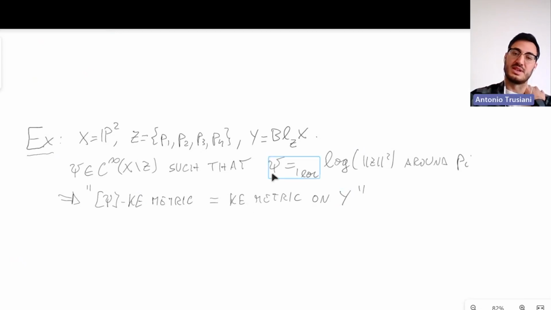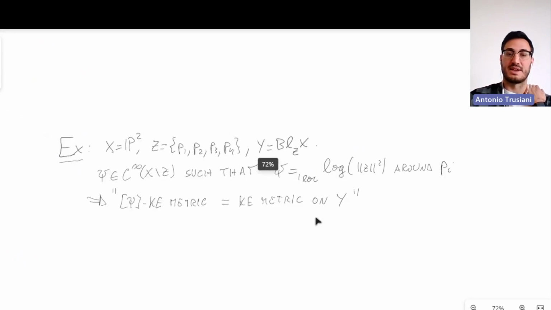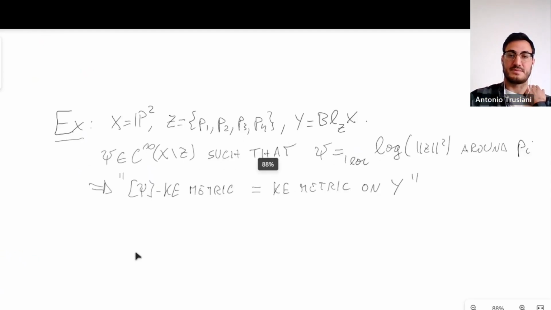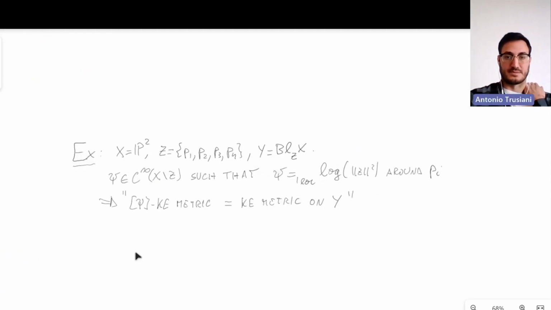This is because the singularities encoded by psi are at the points p1, p2, p3, p4 with weight 1. So when you take the blow up, the boundary divisor that you end up with is actually 0. So you can get a genuine Kähler-Einstein metric on Y. So you can see that Kähler-Einstein metrics on Fano varieties that lie above X can also be read in terms of these prescribed singularities.